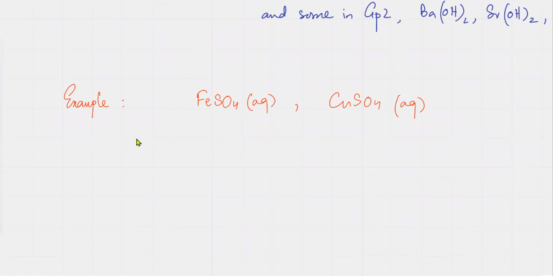अच्छा, अब ये कि so you've got FeSO4 and CuSO4. These are the ones that are aqueous, ठीक है.